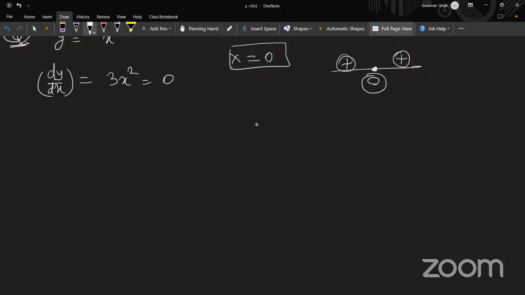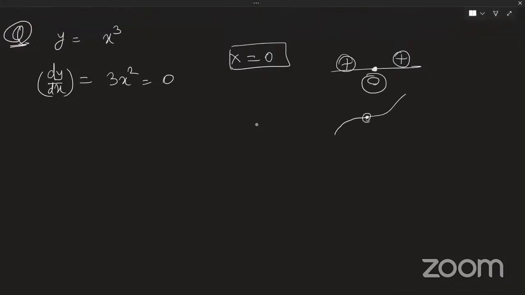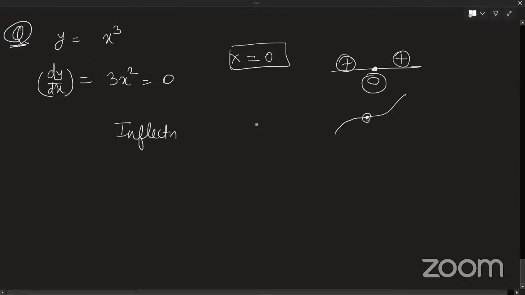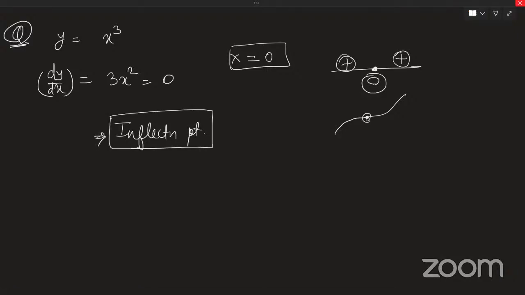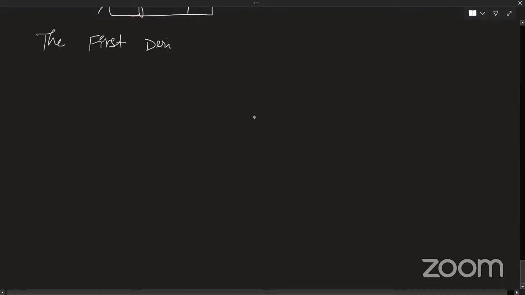So how will this point behave? First it was increasing, after that also it is increasing. No, it is not a maximum. Inflection, sir. Yes, correct. It is inflection. So this is called the first derivative test for maxima or minima. It is called the first derivative test.